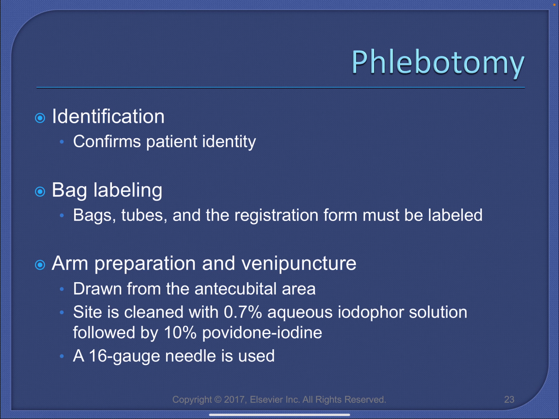The next thing is the labeling of the bag. The primary bag that's used for collection and all of the attached satellite bags, the sample tubes, and also the donor registration form require labels. These labels have to have a unique identification number. So the labels will consist of both the numbers and letters that are readable by the phlebotomist and also barcodes that are used for the computer scanning.